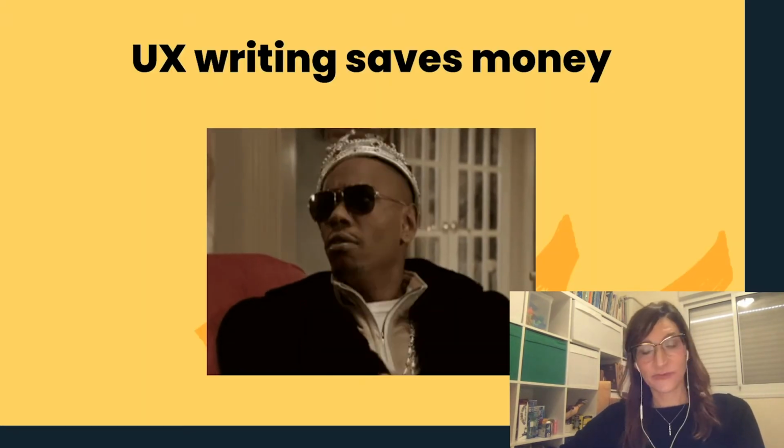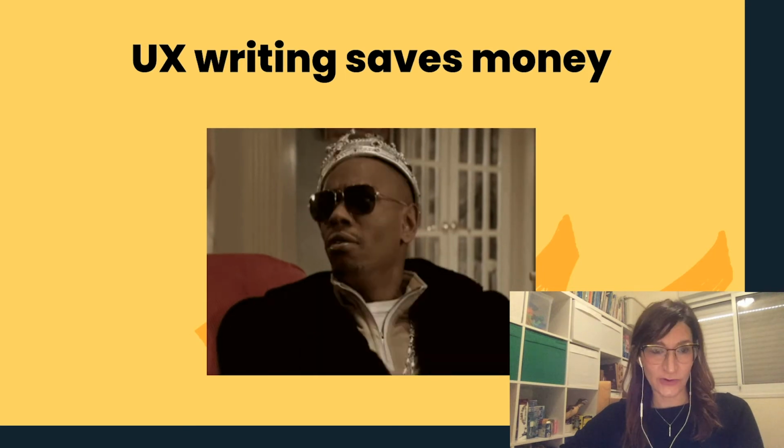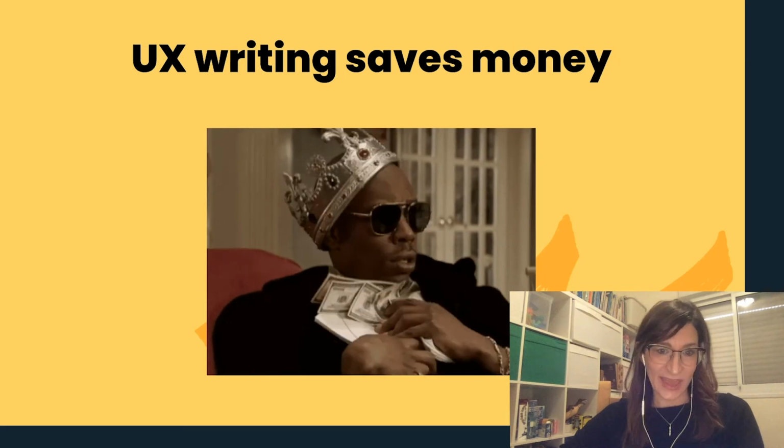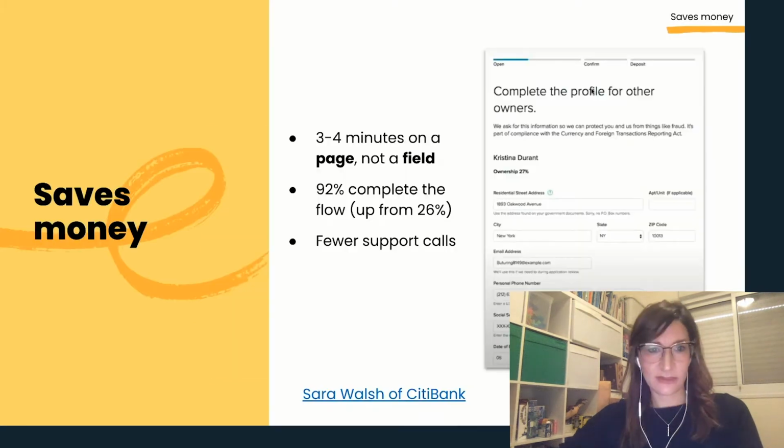In addition, UX writing can save you money, right? So when you want to improve your ROI, your return on investment, there are two sides of that. There's increasing the return, but there's also decreasing the investment. Here's an example from Citibank where they had this onboarding form. They ended up doubling the microcopy in the form when they reworked it, which might be counterintuitive because a lot of times you'll hear about this golden rule, this best practice of being as concise as possible.